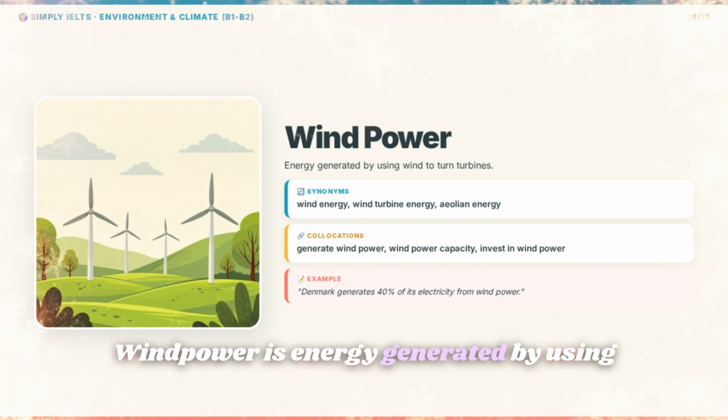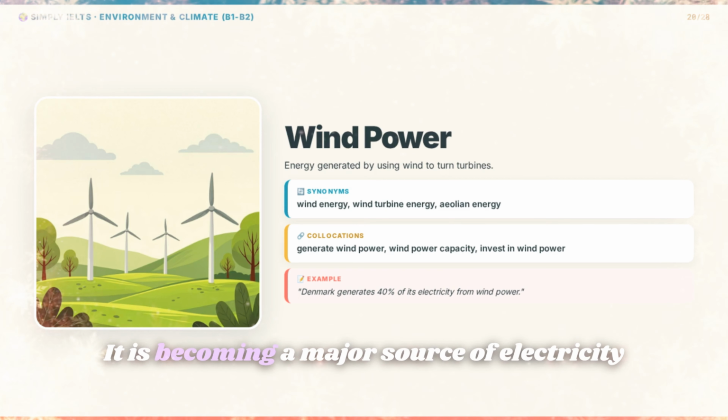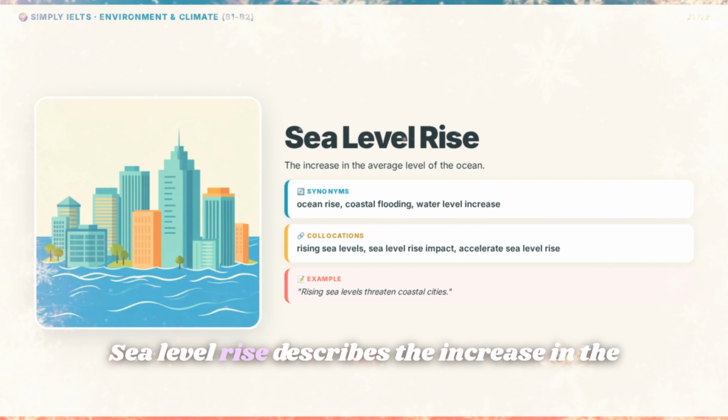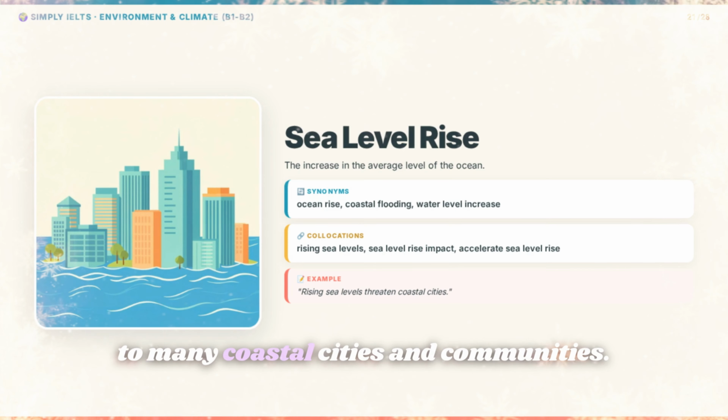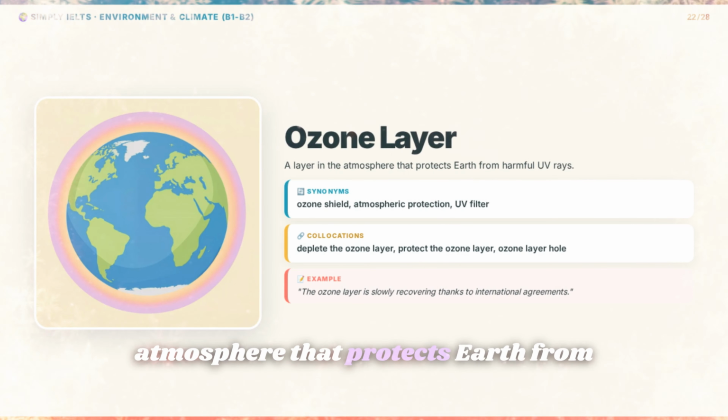Wind power is energy generated by using wind to turn turbines. Also known as wind energy, it is becoming a major source of electricity in many countries around the world. Sea level rise describes the increase in the average level of the world's oceans. Rising sea levels pose a significant threat to many coastal cities and communities. The ozone layer is a critical part of our atmosphere that protects Earth from harmful UV rays. International agreements have helped it to begin recovering.